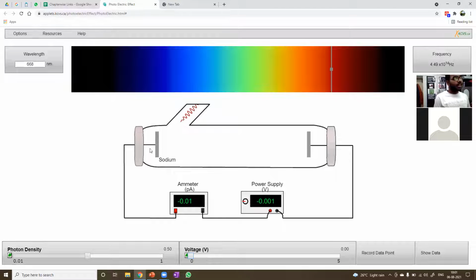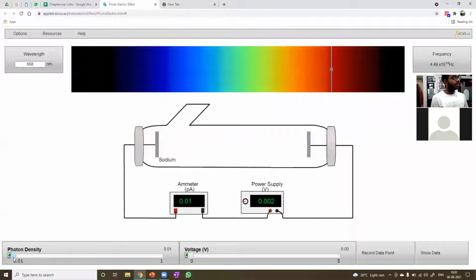Now this light is incident on the sodium metal. Okay, this metal is positive because it is connected to the positive terminal of the battery. Can you see any photons coming out? Can you see any photons coming out here? No.